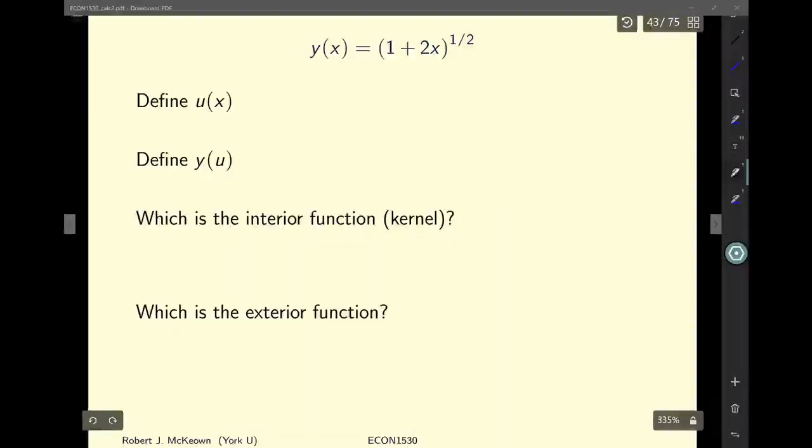Now, as usual at the end of the video, I want you to solve a problem on your own. So here I have a composite function at the top of your slide, and I'd like you to answer the following 4 questions.